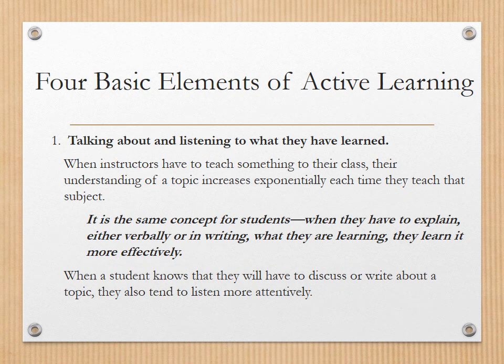So there are 4 basic elements of active learning. Number 1, talking about and listening to what they have learned. So when you teach something to your class, your understanding of the topic increases exponentially each time you teach it. So the first time you taught a class, whatever it was, your very first class, whether it was 5 years ago or 20 years ago, that terror, that horror in your own heart of, I'm going to screw this up, I'm going to be an idiot, all of those things change over time because we become more comfortable with the material.